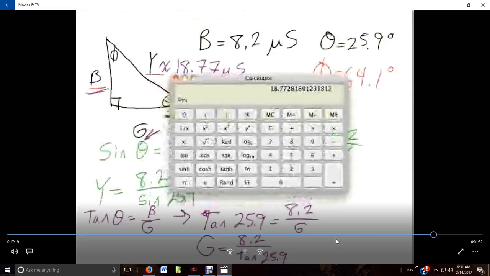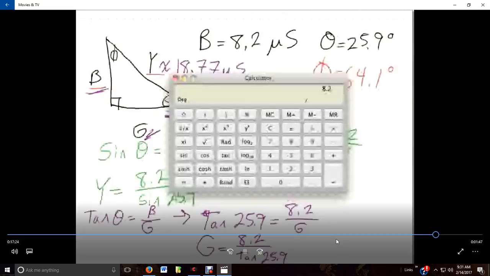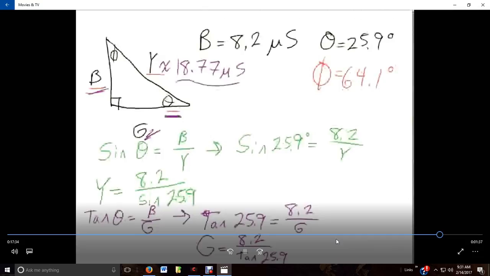Dropping that into our little calculator, 8.2 divided by 25.9 tangent equals 16.887, which we will write as 16.89 microsiemens. Now, the question I have for you is, do these answers make sense?